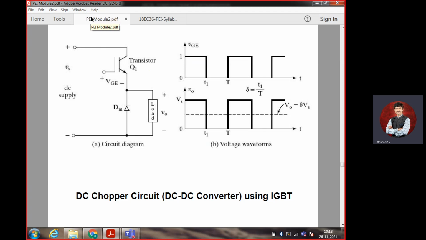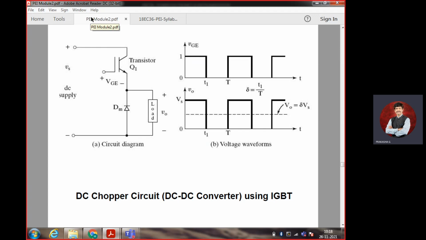The UJT is unijunction, where step up and step down is not possible. We have only one junction. In general, a bipolar transistor has a collector, emitter, and base. But with a bipolar junction transistor, you can step up or step down, either increase or decrease.